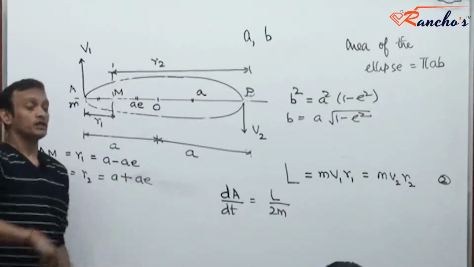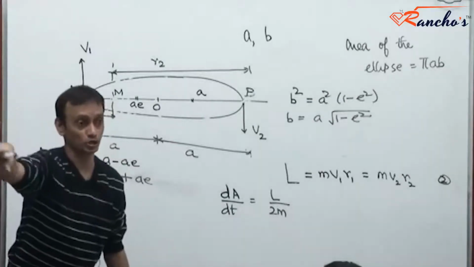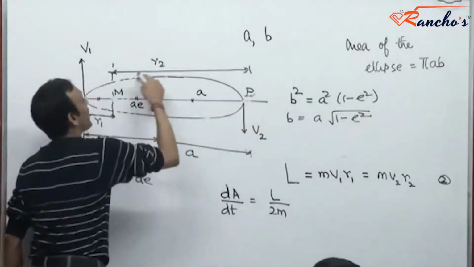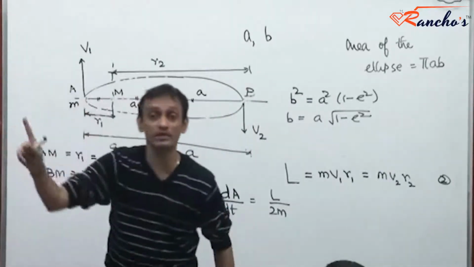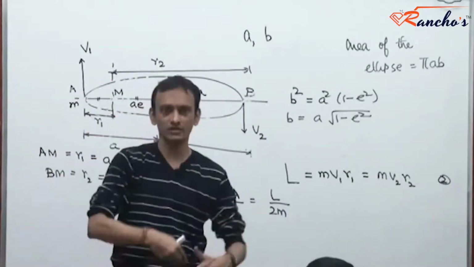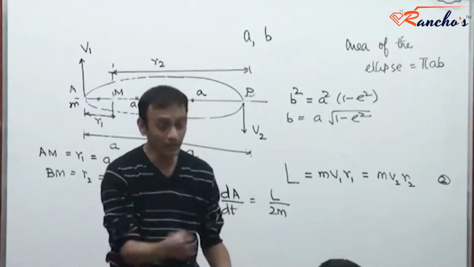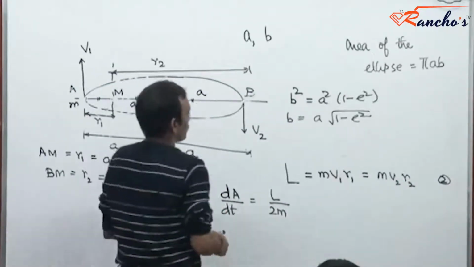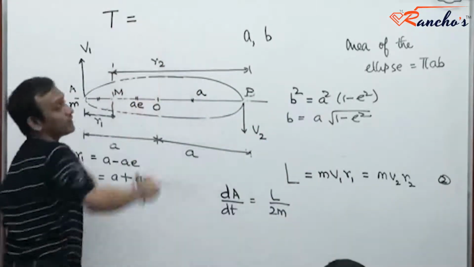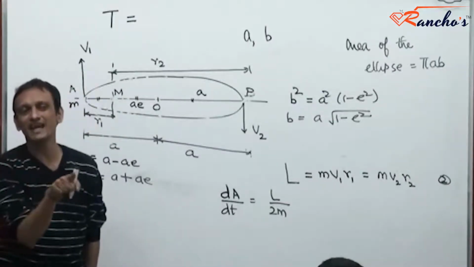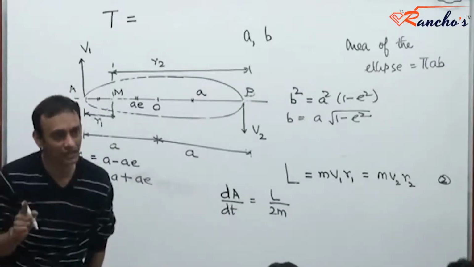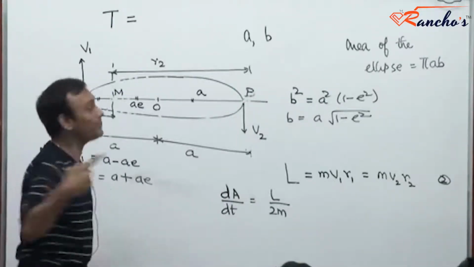The time it takes to come back to the same spot on the ellipse is the time period of revolution. If it starts here, goes back and comes back to this point, that's the time period of revolution. For Earth, it's 365 days around the Sun. If you have to compute that time period, then in this time t, how much area is described at M? The complete area of the ellipse, which would be pi AB.